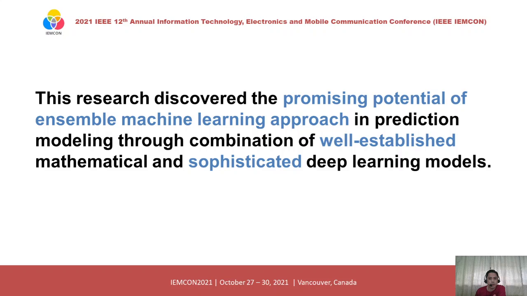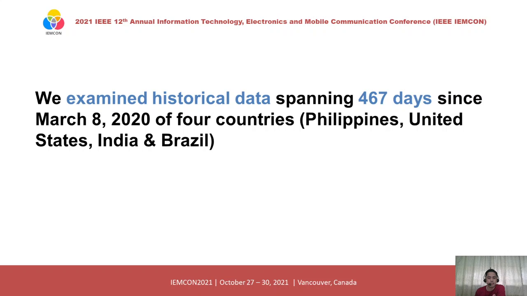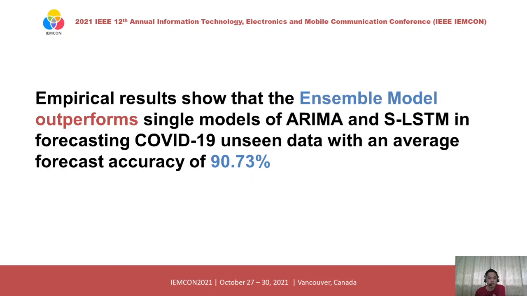This research discovered the promising potential of the ensemble machine learning approach in predictive modeling through the combination of well-established mathematical and sophisticated deep learning models. We examined 467 days of data, starting March 8, 2020, for 4 countries. The results show that our ensemble model combination of ARIMA and LSTM outperforms the single models of ARIMA and LSTM for unseen data with an average accuracy of 90.73% if you combine the death case prediction and the confirmed case prediction.